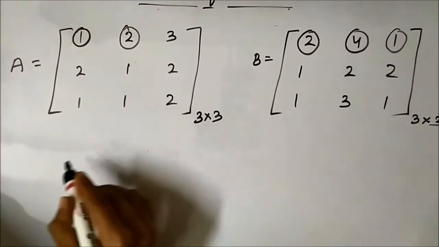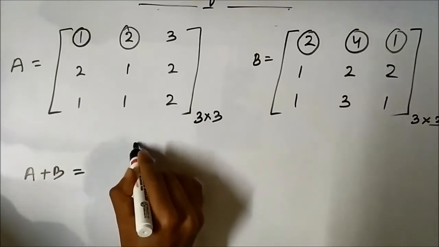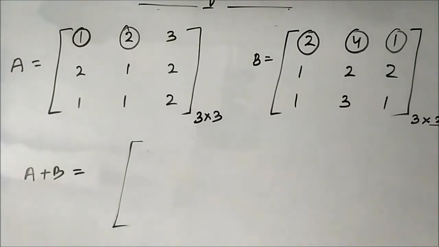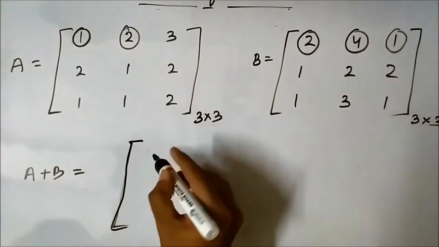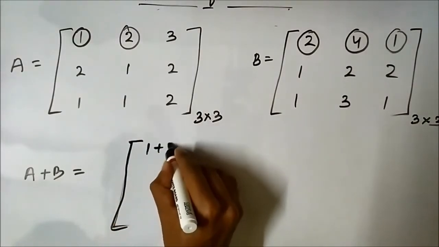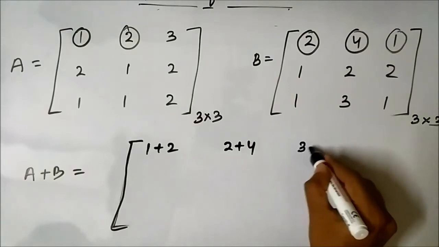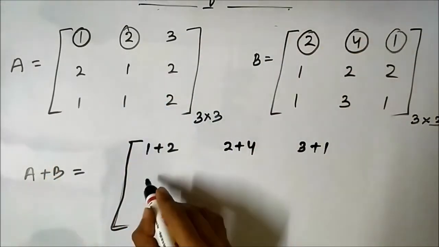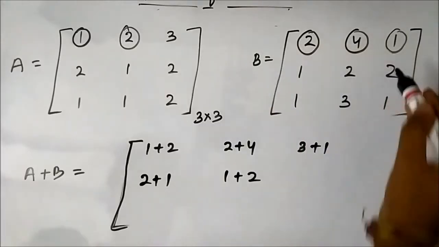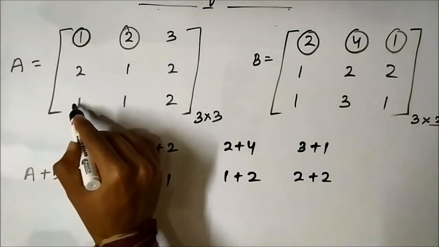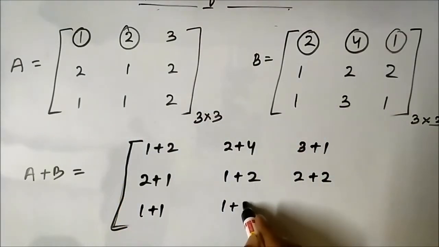So the resultant matrix will be, let's say, A plus B is equal to 1 plus 2, 2 plus 4, 3 plus 1, 2 plus 1, 1 plus 2, 2 plus 2, 1 plus 1, 1 plus 3, 2 plus 1.